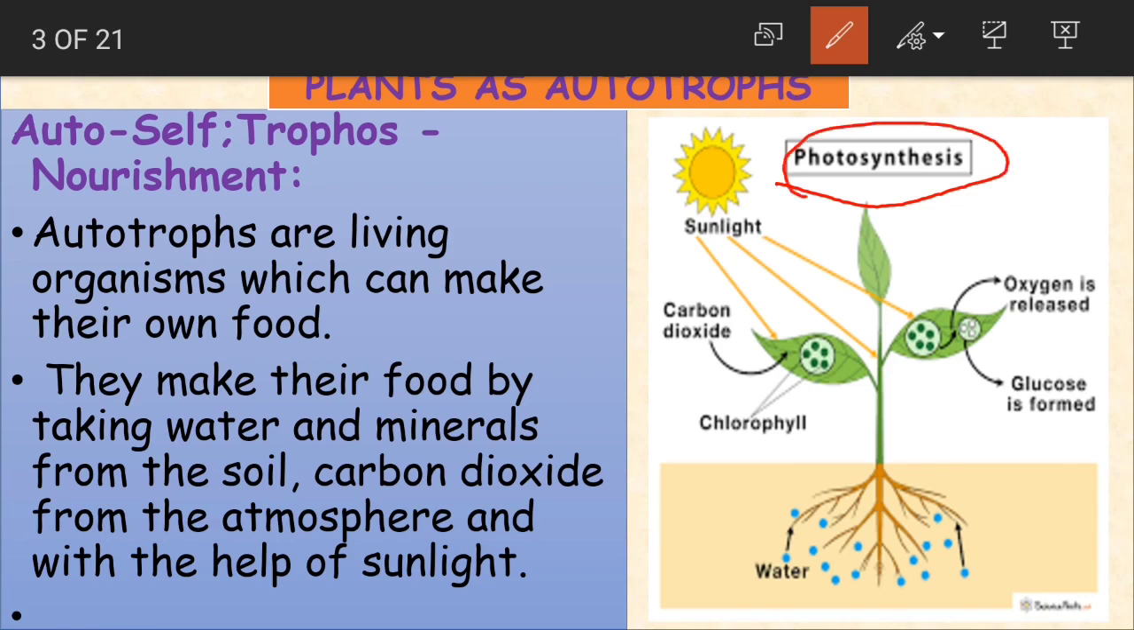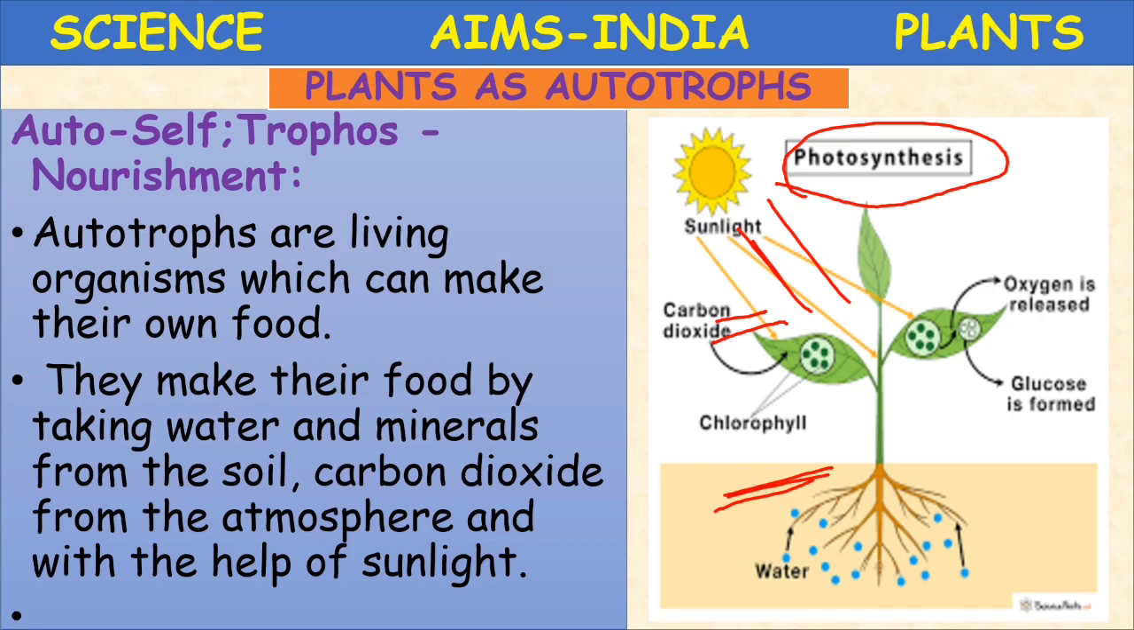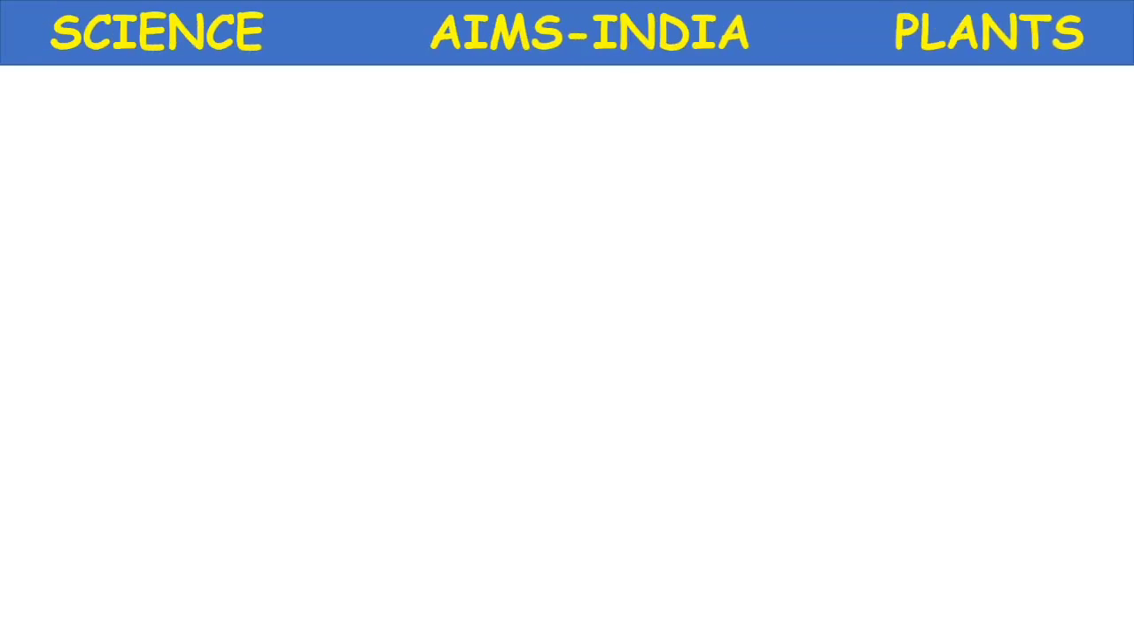So what are they taking? They are taking minerals from the soil. See the roots under the soil? They are taking the minerals from the soil, carbon dioxide from the atmosphere and with the help of sunlight. These three are very important in photosynthesis. By this process they are able to make food. Clear children?